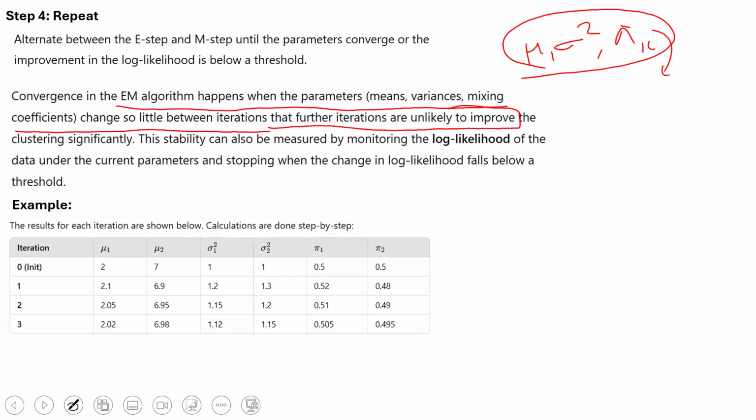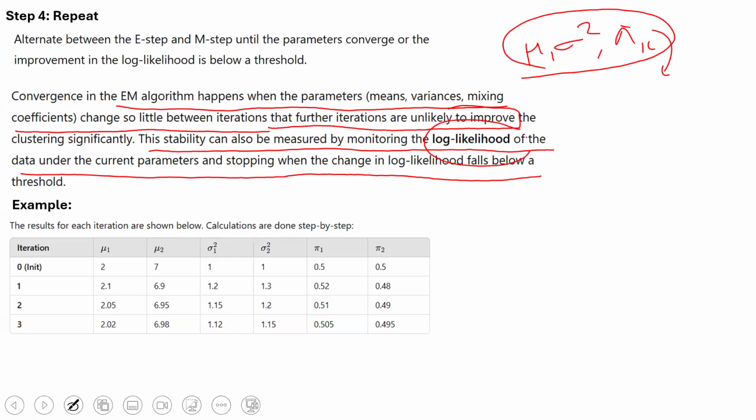This stability can also be measured by monitoring the log likelihood of the data under the current parameters and stopping when the change in the likelihood is below a threshold. If the log likelihood change is below a threshold, we can terminate. Let's understand the log likelihood meanwhile, but just look at the first example.